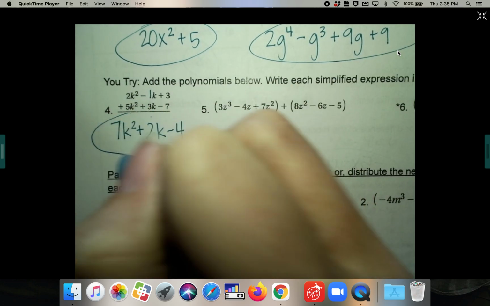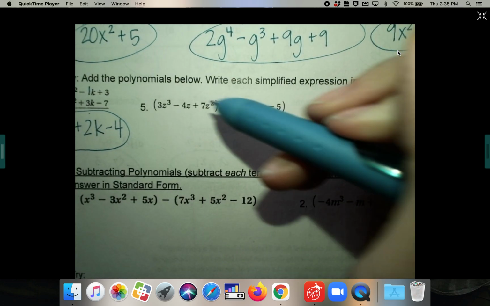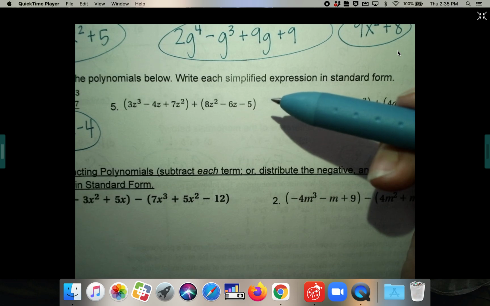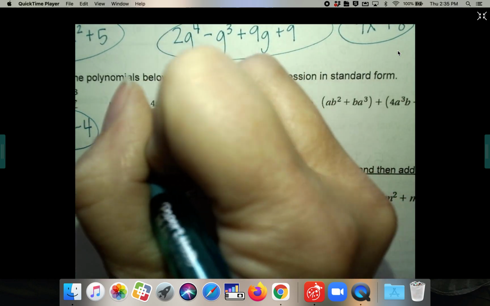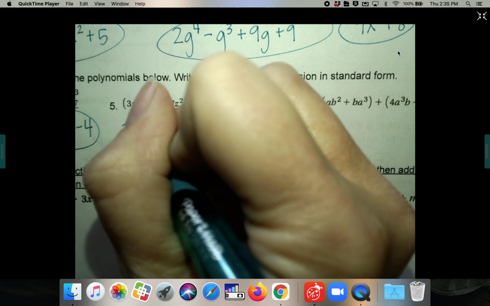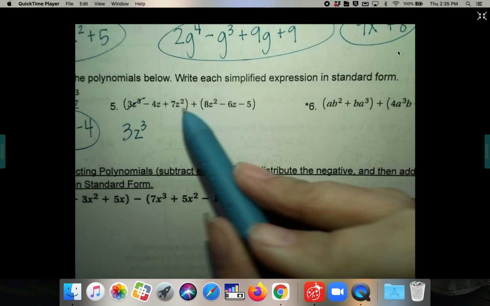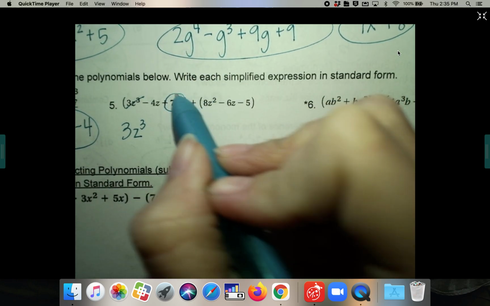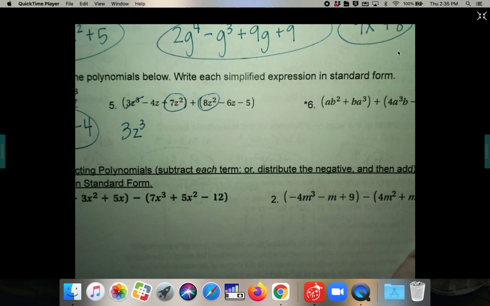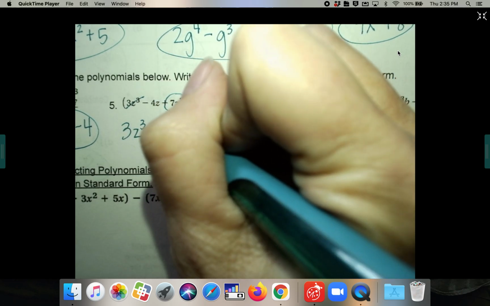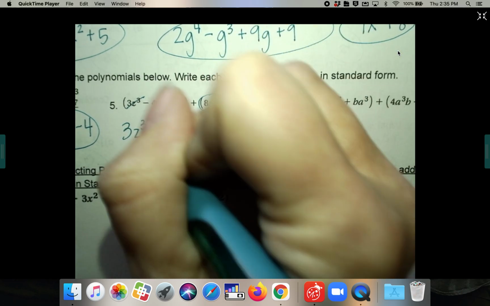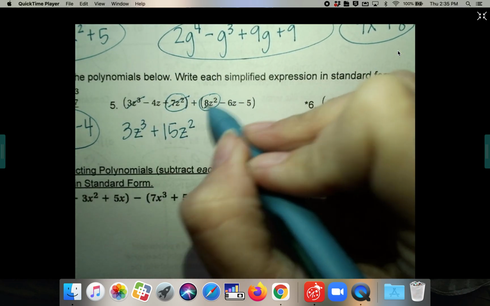All right. Number 6, they're written horizontally, but you can still search for like terms. There is no other like term to the third power, so it's going to stay by itself. The squareds are like terms, so 7 and plus 8. 7 plus 8 is 15, so plus 15z squared. And now I'm going to cross them off.